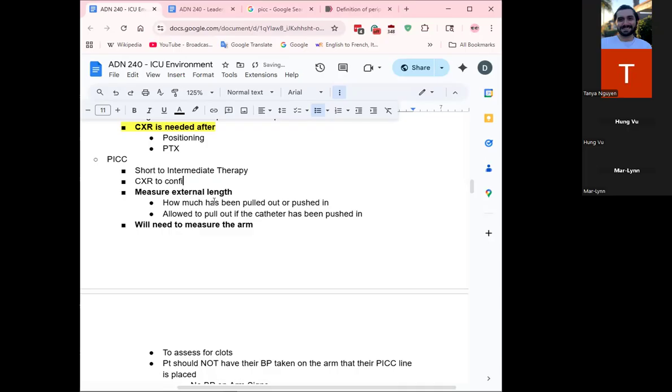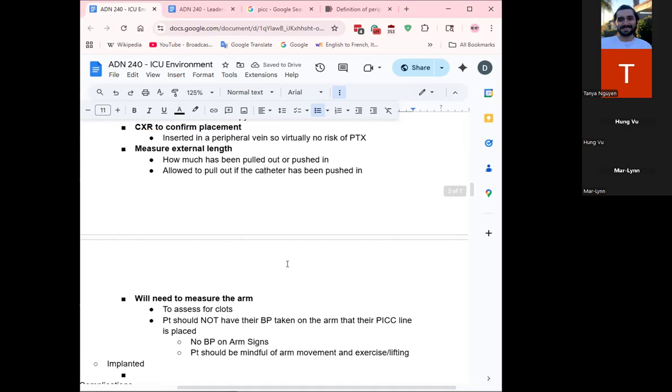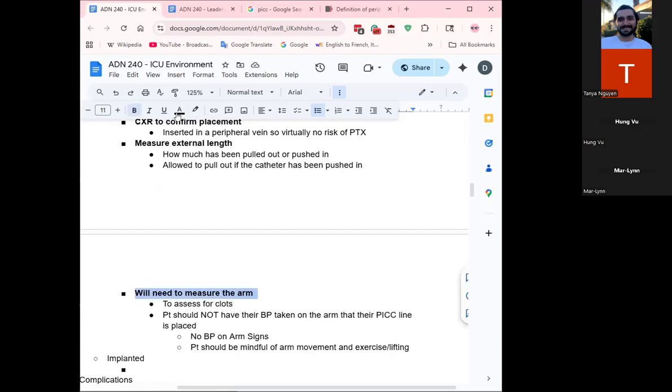So the good thing is that you could just remember you need to do a chest x-ray after a central line, and that will cover you for all of them. But regardless, that's still the case, okay? So the main things with the PICC line that you're going to want to think about is measuring the arm due to risk for clotting. So you would get the little paper rulers and just measure the circumference of the arm and keep track of that.